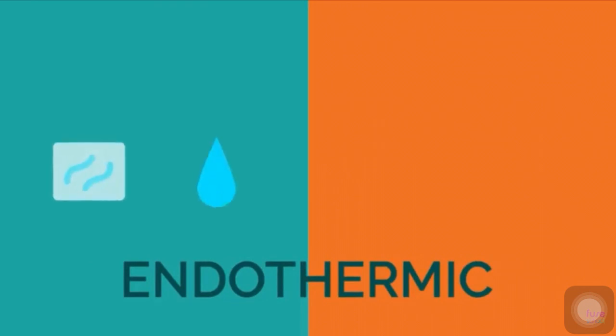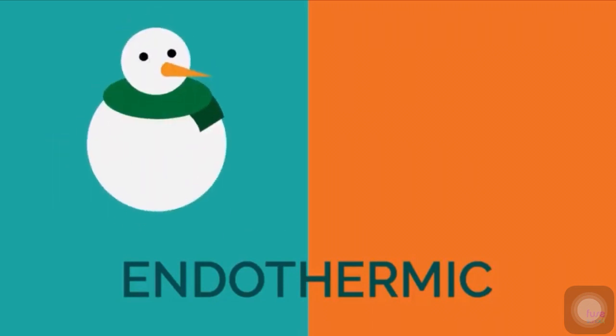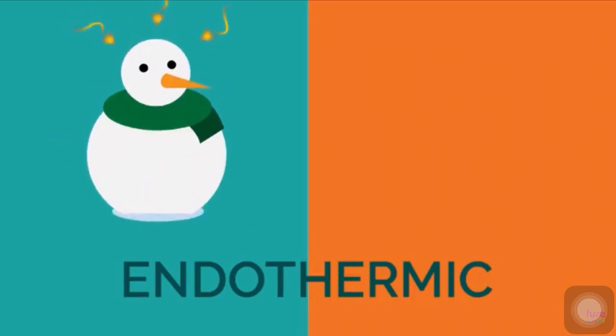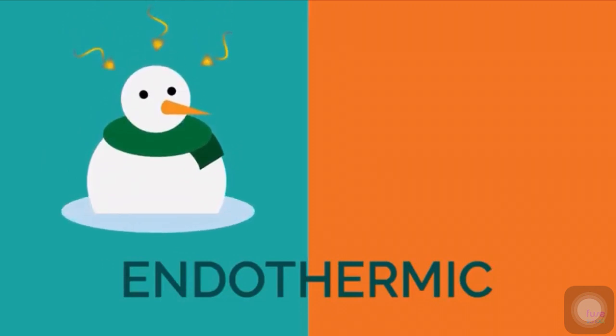When something melts, it goes from a solid to a liquid. For this to happen, bonds need to be broken. And to break bonds, energy needs to be put in, like our melting snowman. Boiling is also endothermic because energy needs to be put in to break the bonds for the liquid to turn to gas.